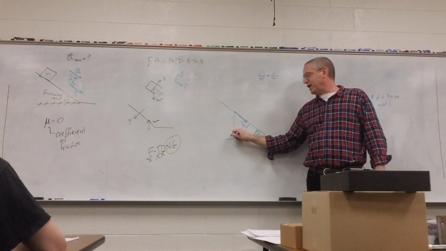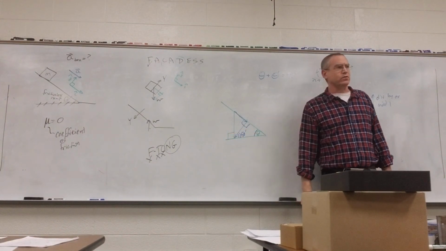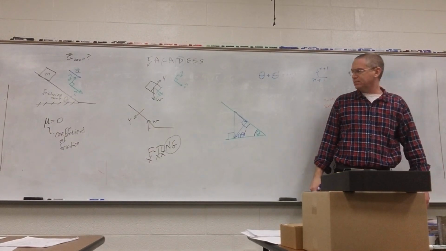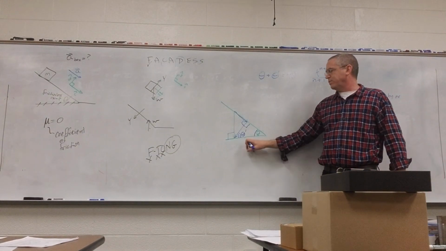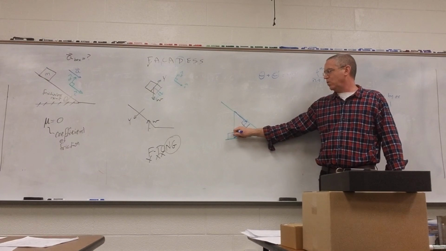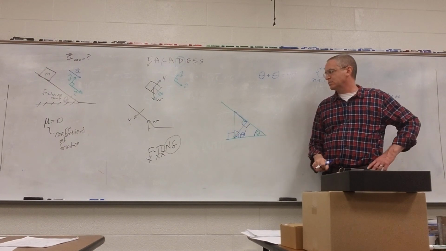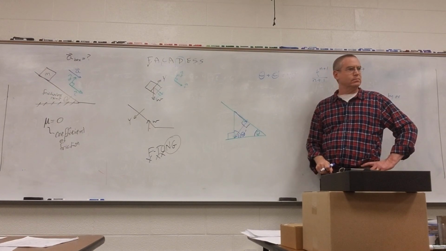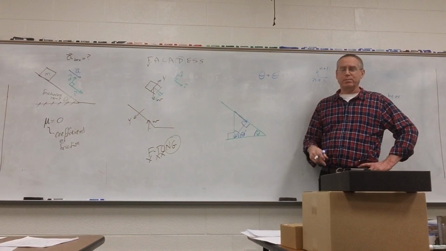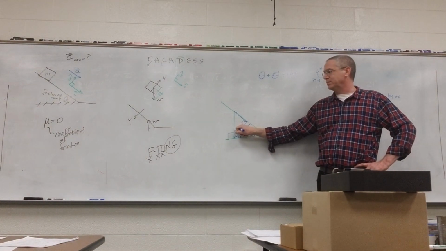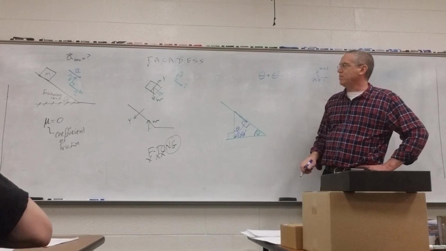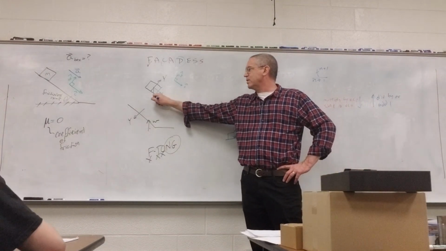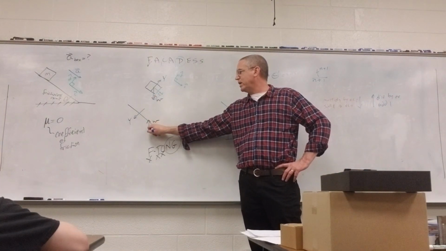I know that this angle right here is 90 degrees because weight is acting straight down. So if this is theta prime here, what is this angle here? 90 minus theta prime, 90 minus theta, which is just theta. So this angle down here is the same as this angle here.